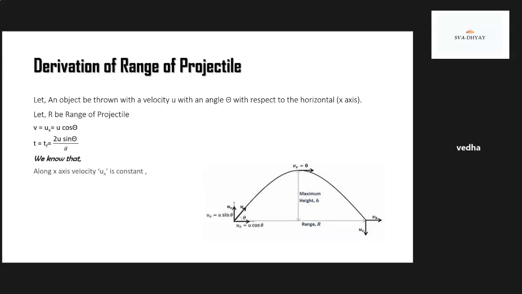We know that along x-axis velocity ux is constant, so s is equal to vt, or displacement is equal to vt. So r is equal to ux multiplied by time of flight. R is equal to u cos theta multiplied by 2u sin theta by g. So r is equal to u square sin 2 theta by g. Thank you.